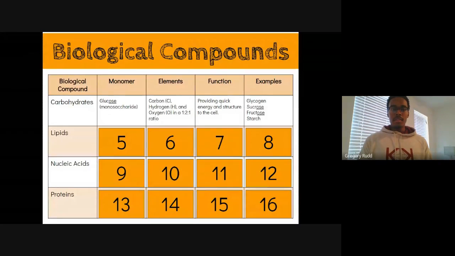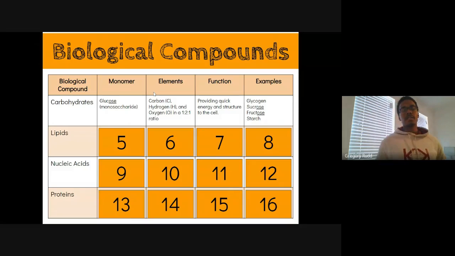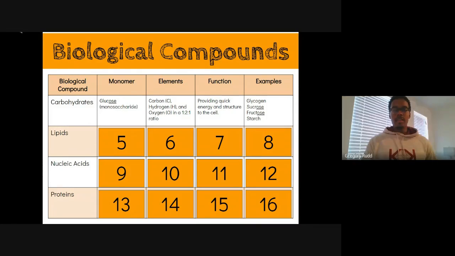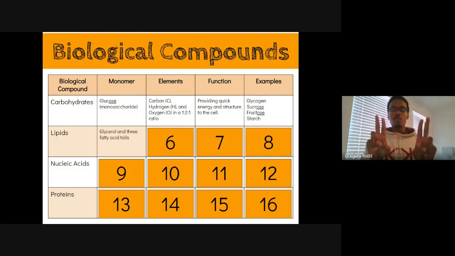And I want somebody else to see if they can do the lipid row. Okay, box 5. What's the monomer for a lipid? Fatty acids. Yes, ma'am. Thank you, Gabby. Got it for you. There are really two parts to it, though.